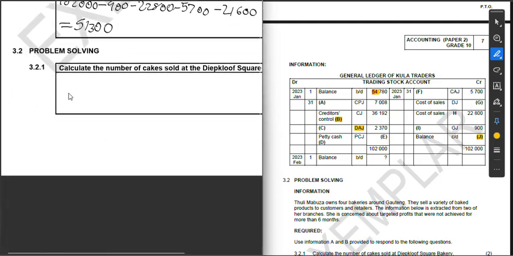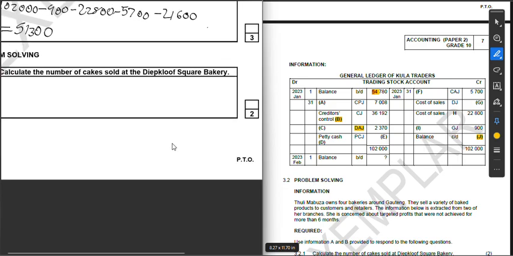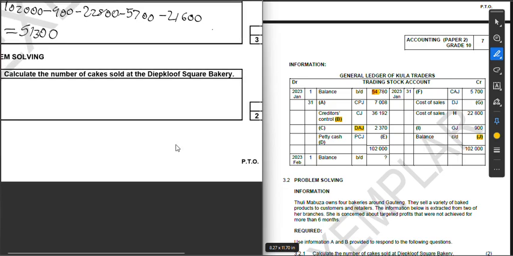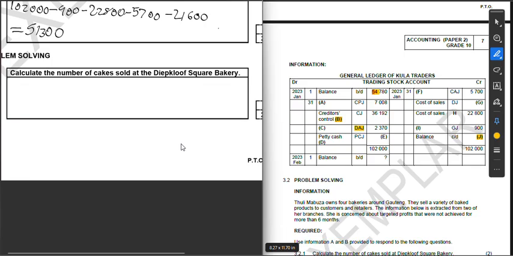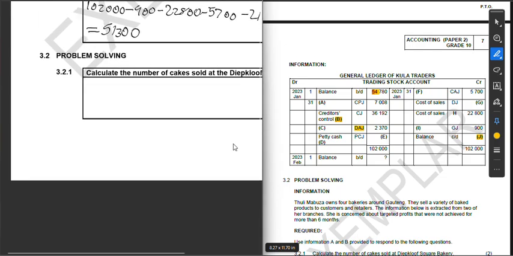Now we go to 3.2, problem solving. Problem solving with regards to what? To stock. As I said, this is a lot of writing, so the videos will be paused and you'll see the answer when I need to write it. I will not write as you view. Alright, so let's go to 3.1.